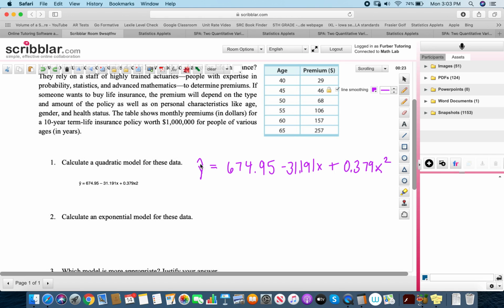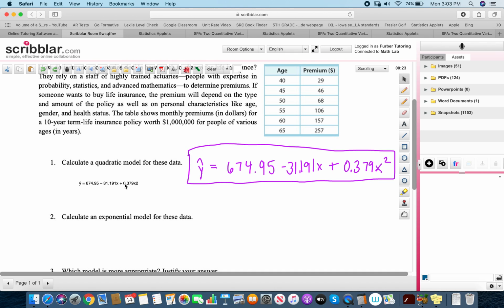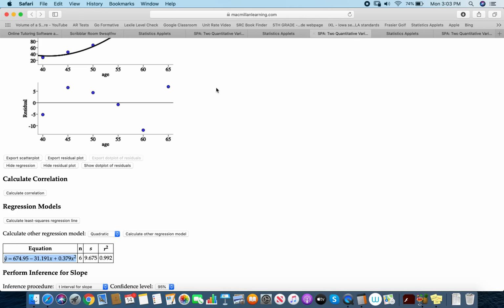So y hat is equal to 674.95 minus 191x plus 0.379x squared. Okay, so there it is. You might want to open the window again. Do not get rid of the scatter plot. You're going to need that for question number 3. Okay, so now you can see I've got several applets open. This was the first one where I just calculated the quadratic.